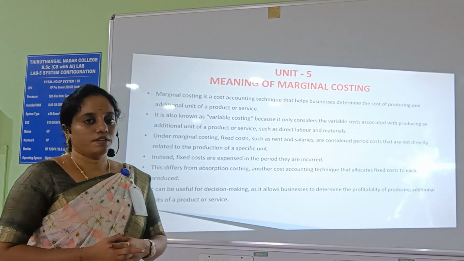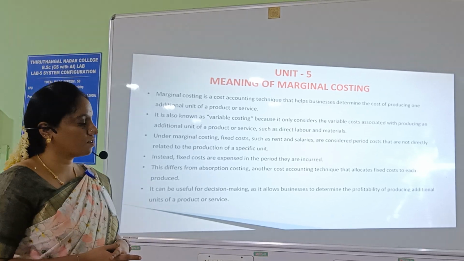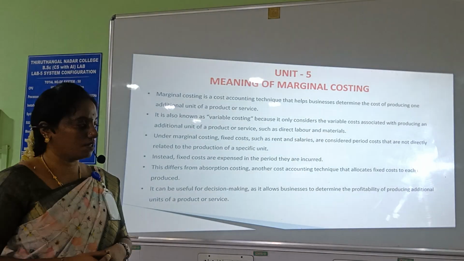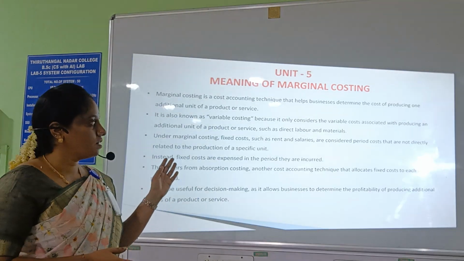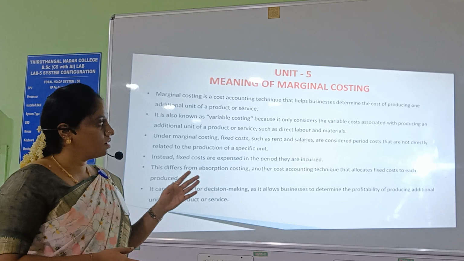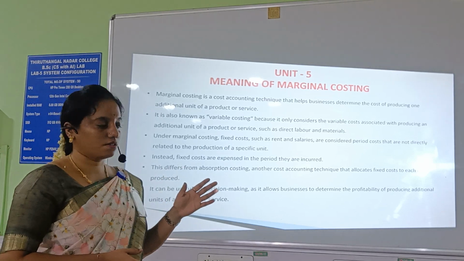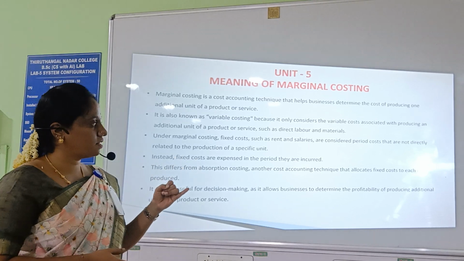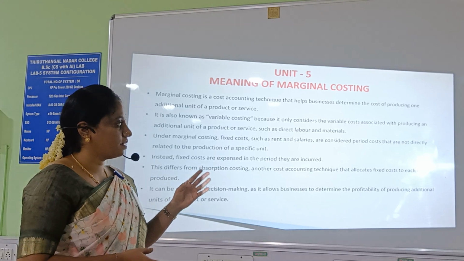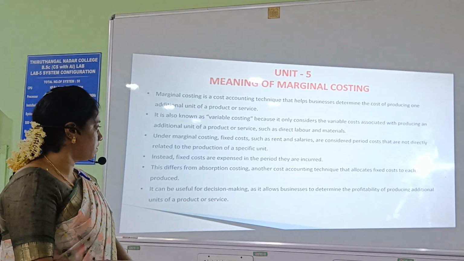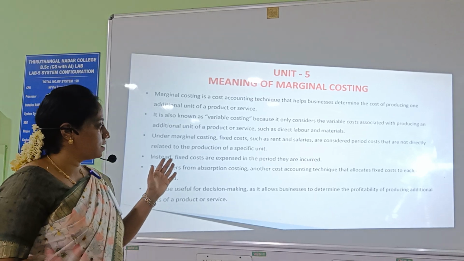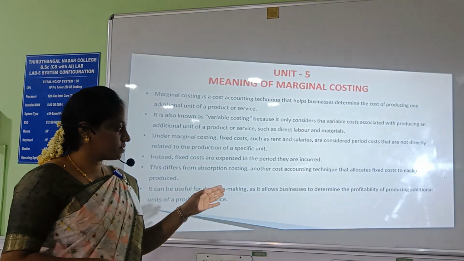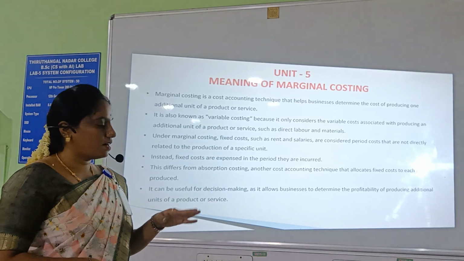So last unit 5, marginal costing. Marginal costing is a costing technique that helps a business determine the cost of producing one additional unit of a product or service. It is also known as variable costing because it only considers the variable costs associated with producing an additional unit, such as direct labor, materials, etc. Under marginal costing, fixed costs such as rent and salaries are considered period costs that are not directly related to the production of a specific unit. Instead, fixed costs are expensed in the period they are incurred. It can be useful for decision making as it allows a business to determine the profitability of producing an additional unit of a product.